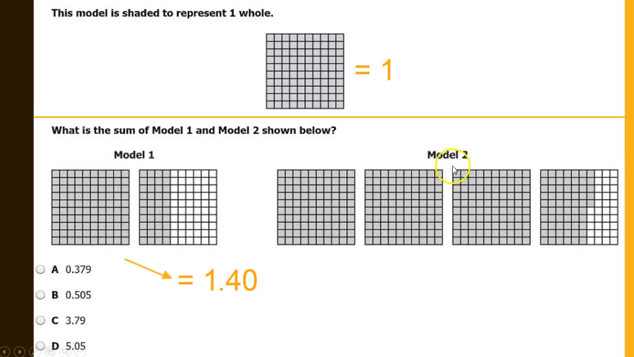So now it's going to be your turn to find the decimal value of model 2. This whole thing is model 2. What would that equal? And then you're going to find the sum of them both, and your answer choices are down here. All right, take your time and do your very best.